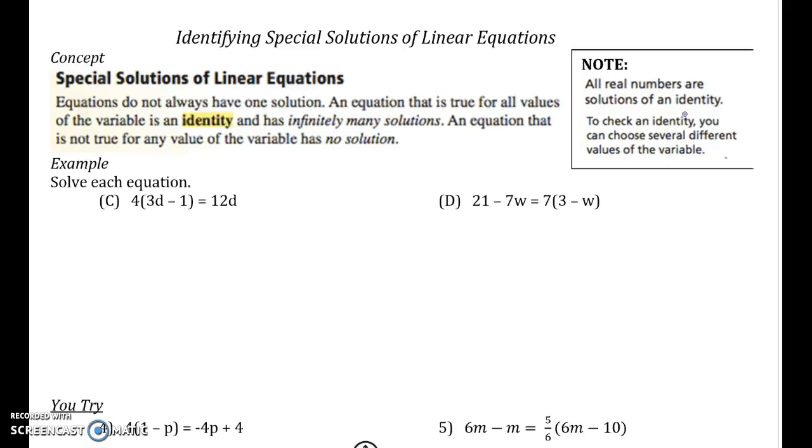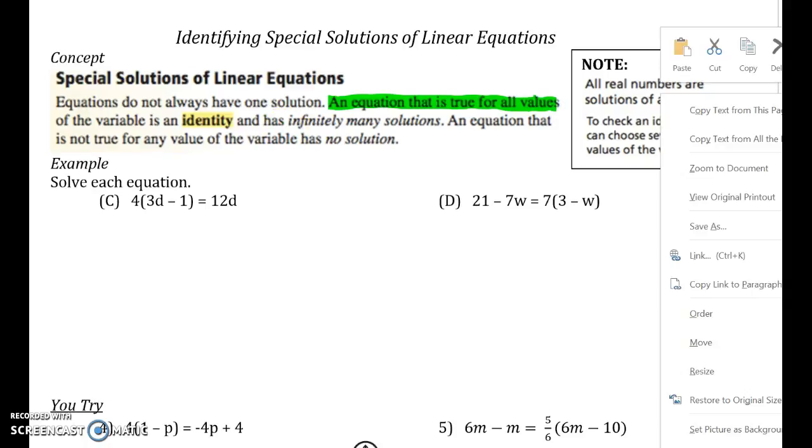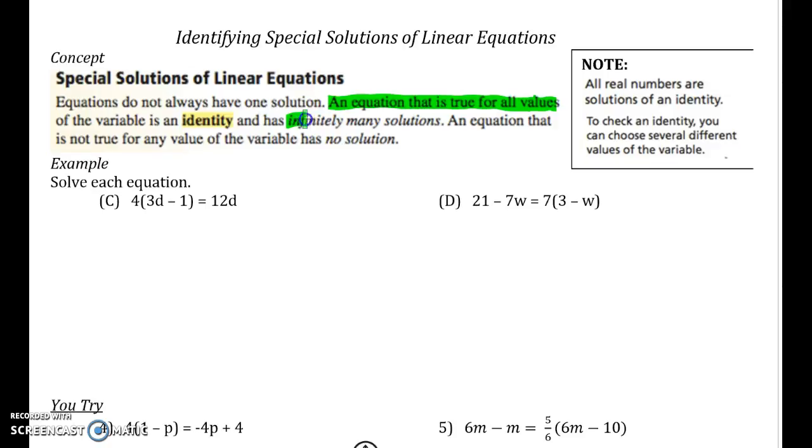So how do we know if we have an identity? That's when an equation is true for all values, meaning we get a value that is equal to itself when we solve. Okay? And that means we have infinitely many solutions. That means every single number we can imagine that's real is a possible solution.